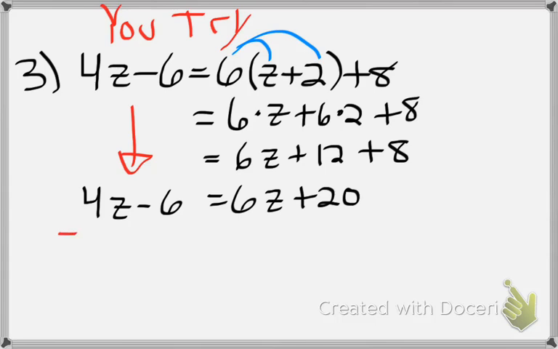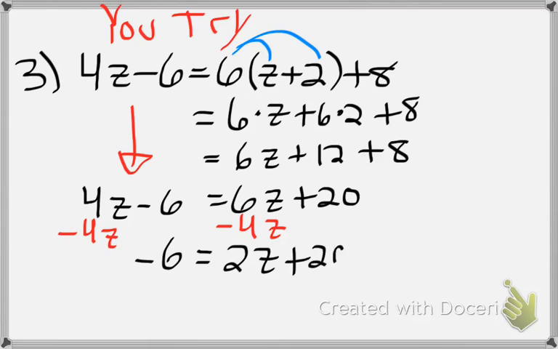Okay, we should move the smaller one towards the bigger one, like this, and then they cancel on the left side. And on the left side, you just have negative 6 equals 2z plus 20. Now it's a two-step equation. You definitely should be able to solve it from here.